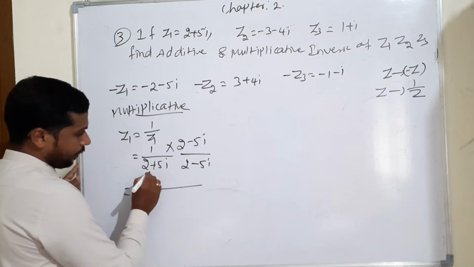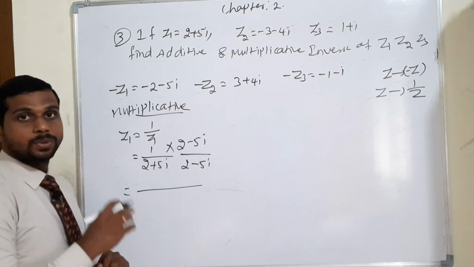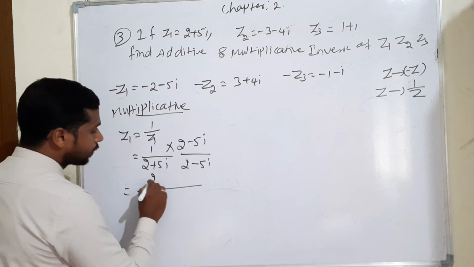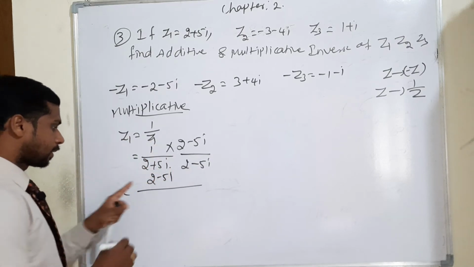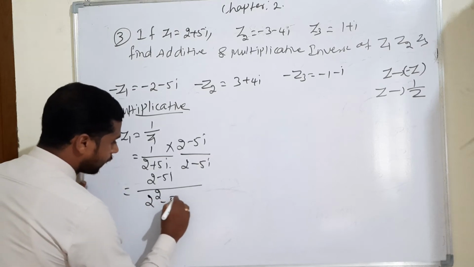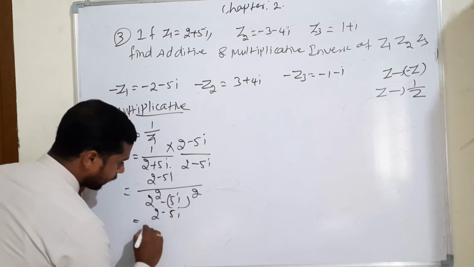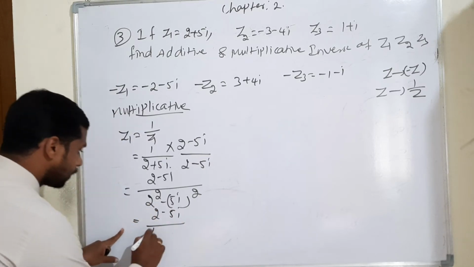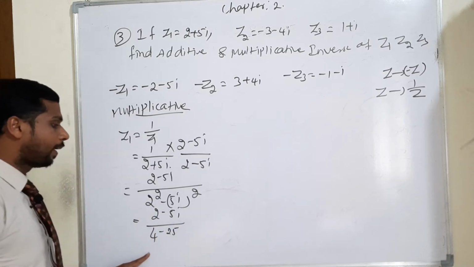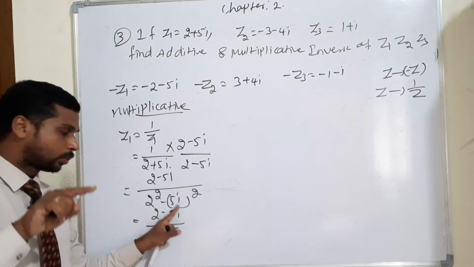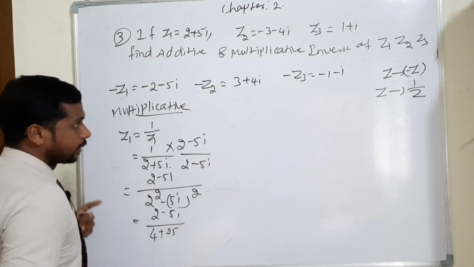This is already a very simple concept. It is a plus b into a minus b, which is a square minus b square. The numerator stays as it is, 2 minus 5i. In the denominator, a square minus b square means 2 square minus the square of 5i. 2 square means 4, and 5 square means 25. i square means minus 1, and we have a common minus, so minus into minus is plus, therefore 25 plus 4 will come.